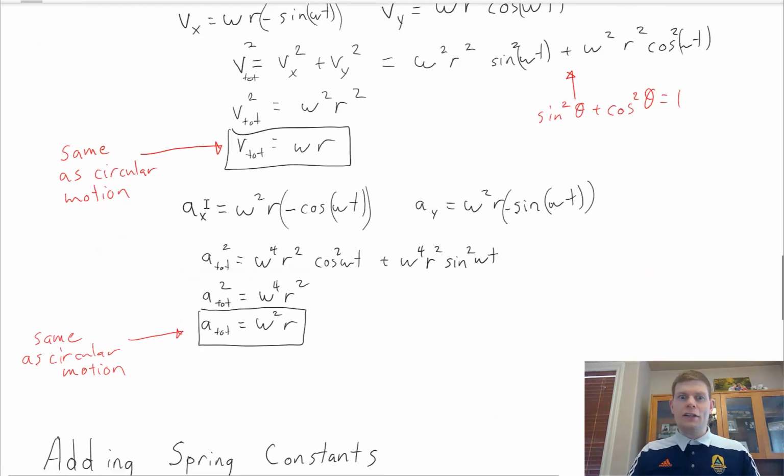Anyway, with exactly the same logic, we can take the derivative again. Derivative of our x velocity is our x acceleration. Derivative of our y velocity is our y acceleration. We can collect like terms. We get another cos squared plus sine squared, which equals 1. Once we've solved for our total acceleration, we find at all points our acceleration is equal to omega squared r, just like we had before.